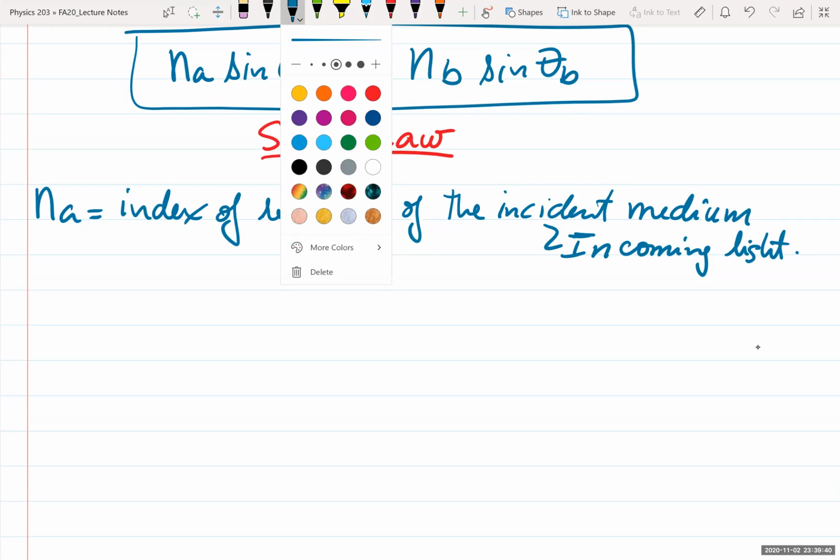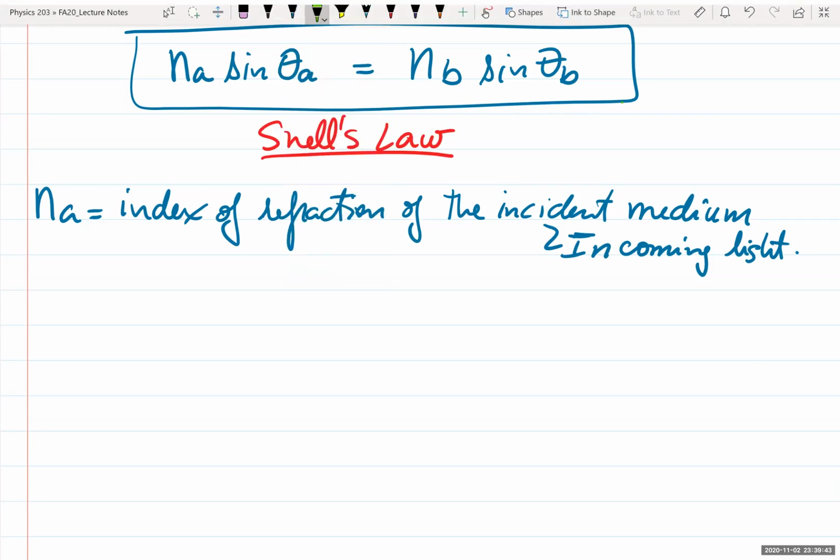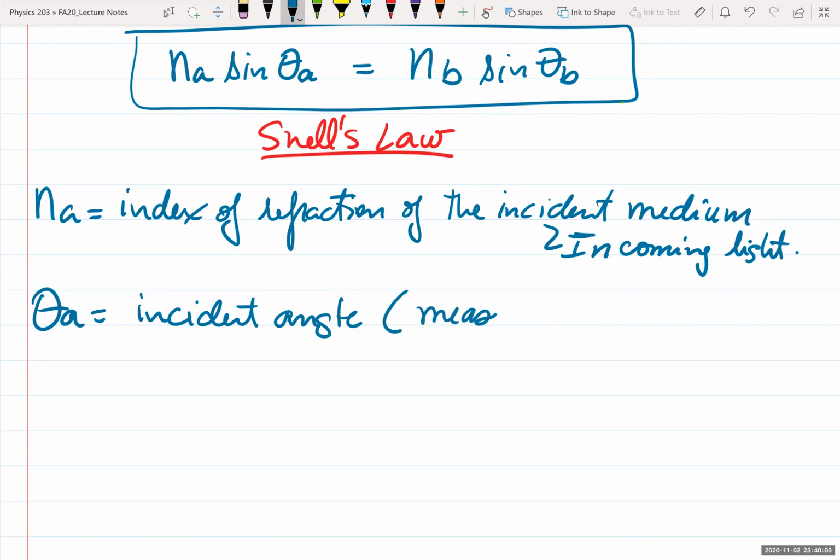Of course, theta sub A is our incident angle. And these angles are measured in degrees, in case there are any doubts. They are measured in degrees. And these are measured from the normal, remember.